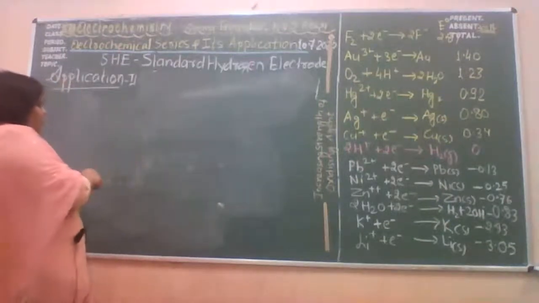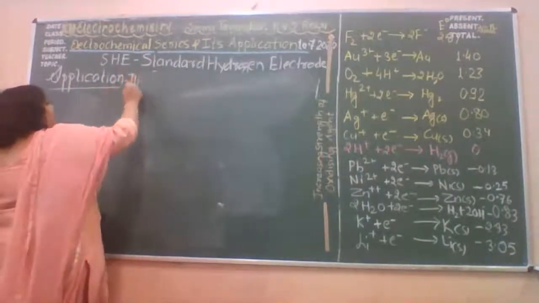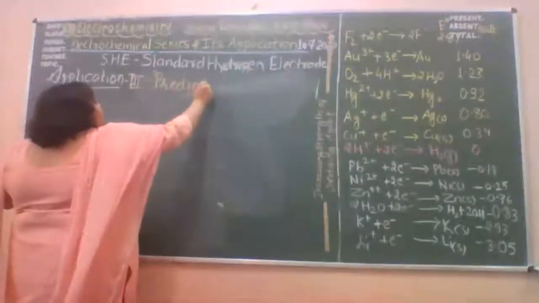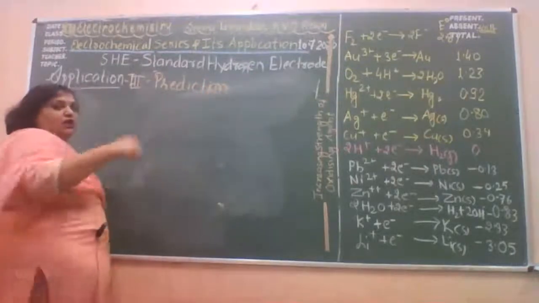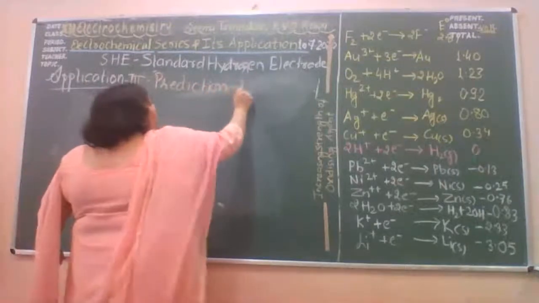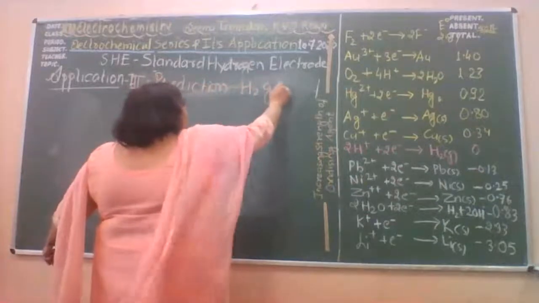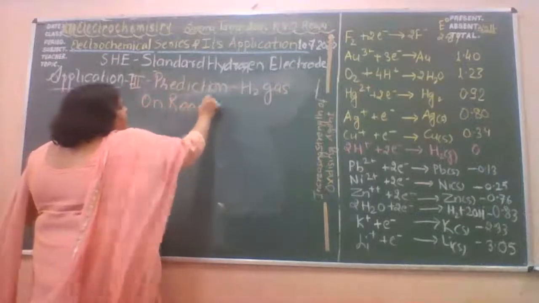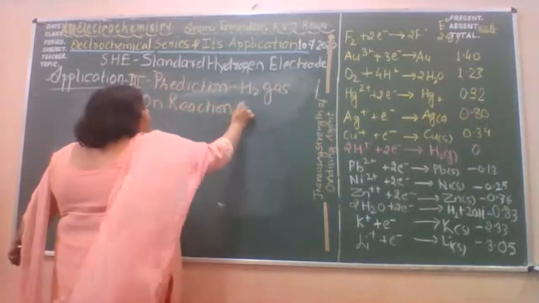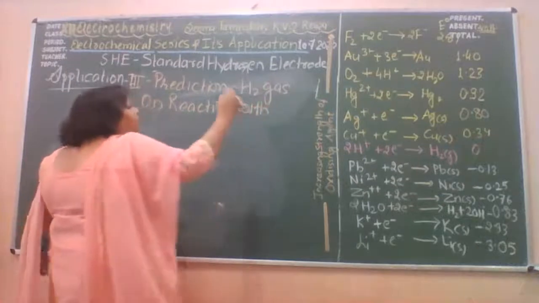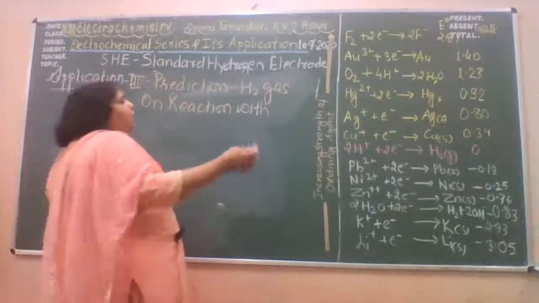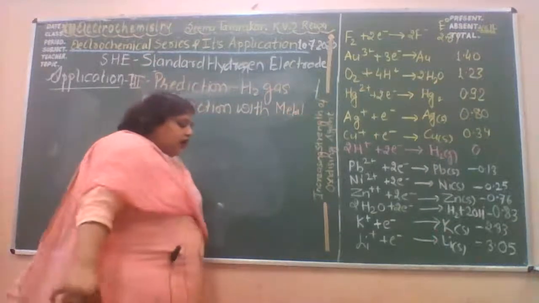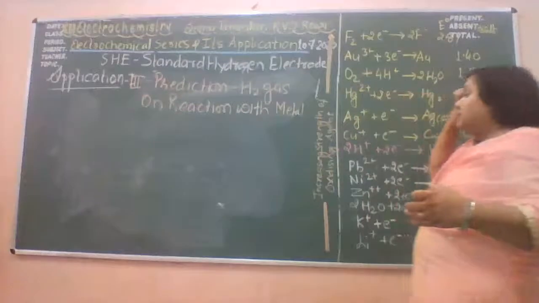So the third application is prediction. And this prediction is about the evolution of hydrogen gas on reaction with metals or different elements, right? Here, in this case, again, we have to use this series.